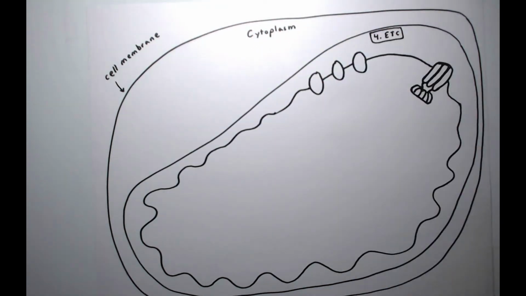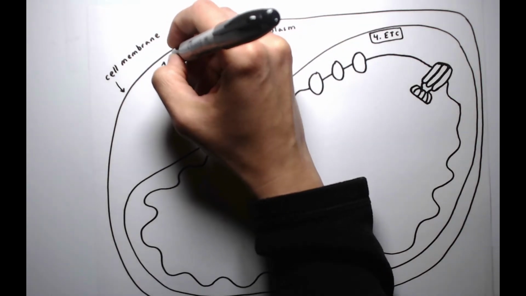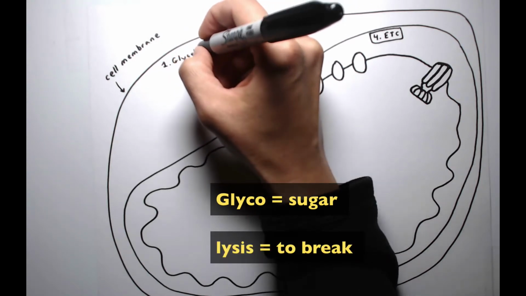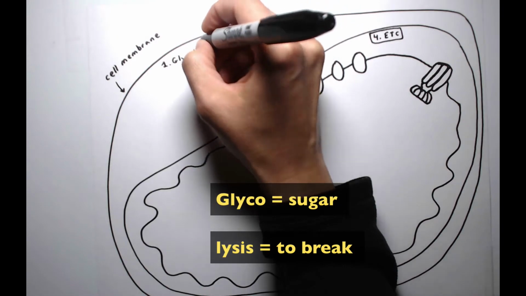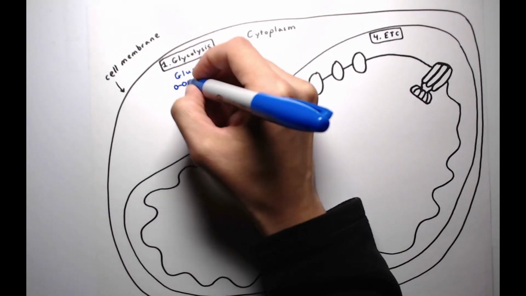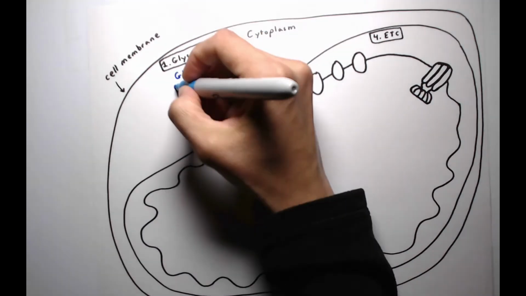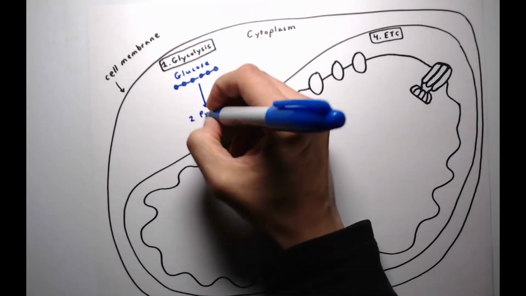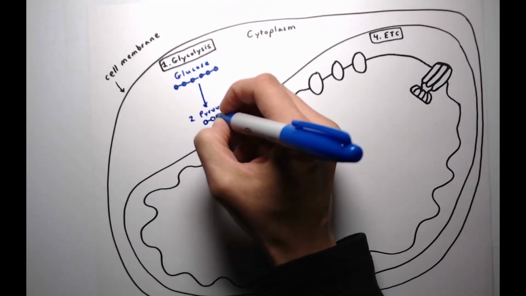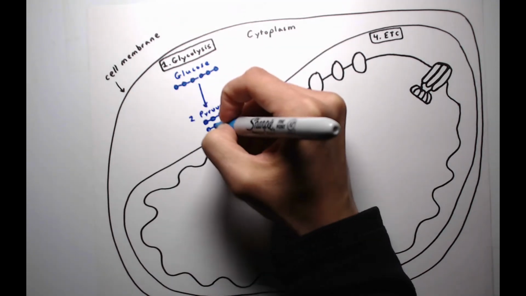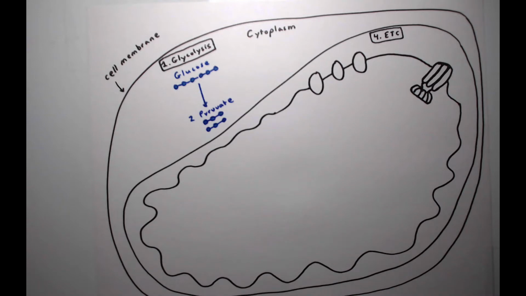The first stage of cellular respiration is called glycolysis. If you break down the word glycolysis, glyco means sugar and lysis means to break. So glycolysis means to break sugar. During glycolysis, glucose, which is a 6-carbon molecule, is broken down to 2 3-carbon molecules, each called pyruvate. Notice that although we split glucose, we still have a total of 6 carbon atoms, and no carbon atoms have been lost yet.